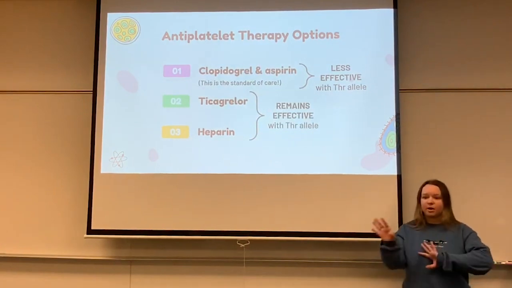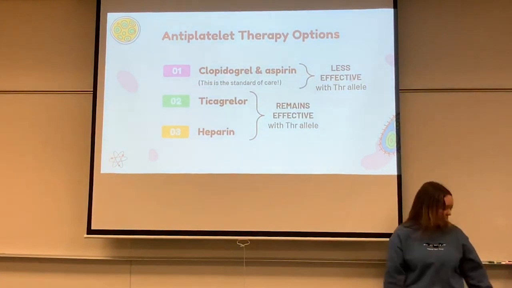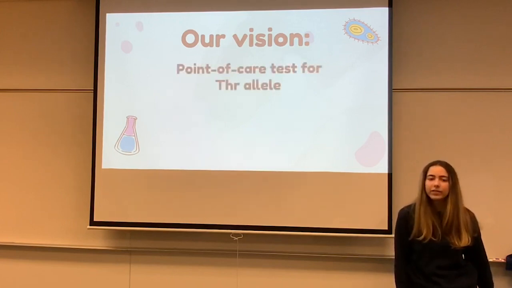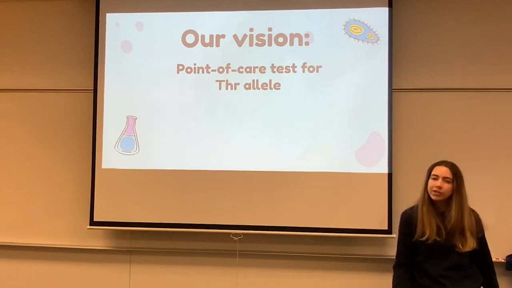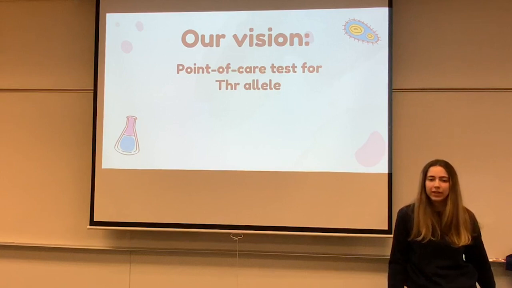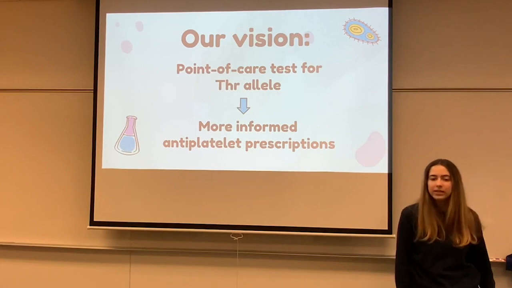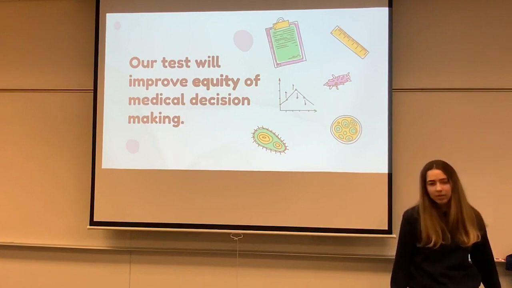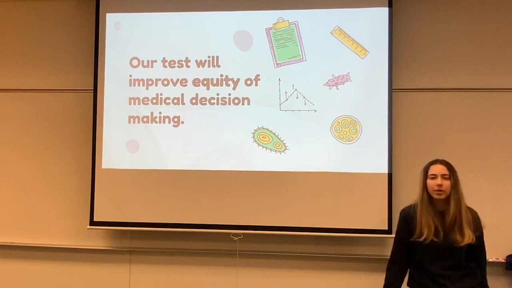So this disparity in how different medications affect these patients can be really useful to inform treatment approaches for them. Our vision for this project is to develop a point-of-care genetic test for this variant threonine allele, which can be used in settings such as a primary care office, so that physicians can understand whether their patient has this variant. This knowledge can ultimately help physicians prescribe appropriate antiplatelet therapies that will maximize effectiveness for the patient. Our goal is to have this point-of-care test advance equity within medical decision-making by ensuring patients of all backgrounds are given the opportunity to receive optimal care.